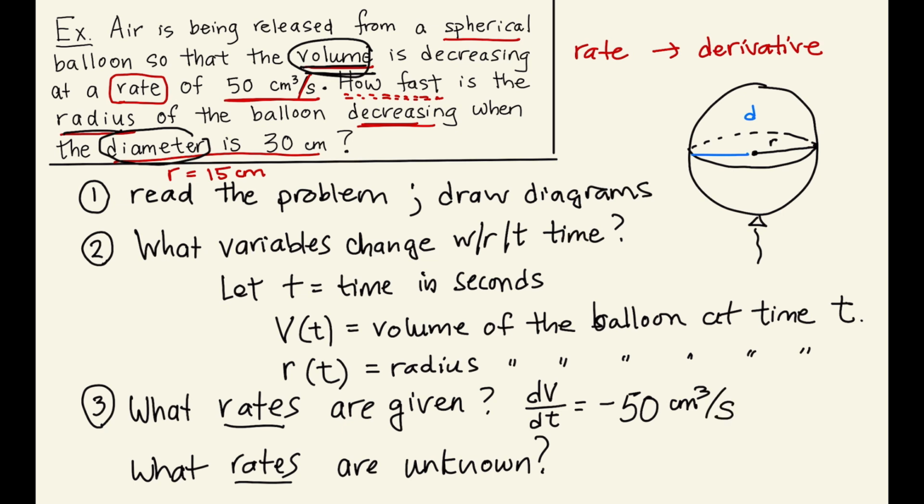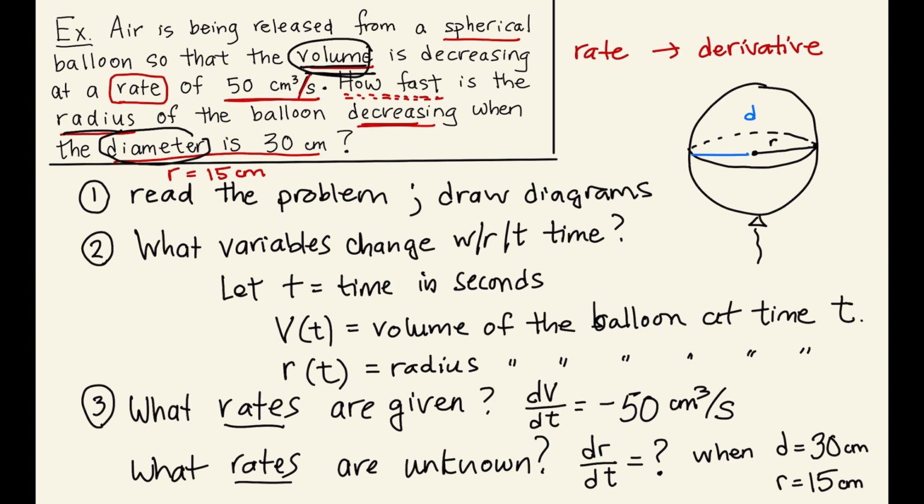Then it asks us, how fast is the radius of the balloon decreasing when the diameter is 30 centimeters? So it's basically asking us, what is the rate of change of the radius with respect to time? That's unknown, but at the specific point in time when the diameter is equal to 30 centimeters. And remember that the diameter being 30 centimeters is basically the same as saying that the radius is 15 centimeters.